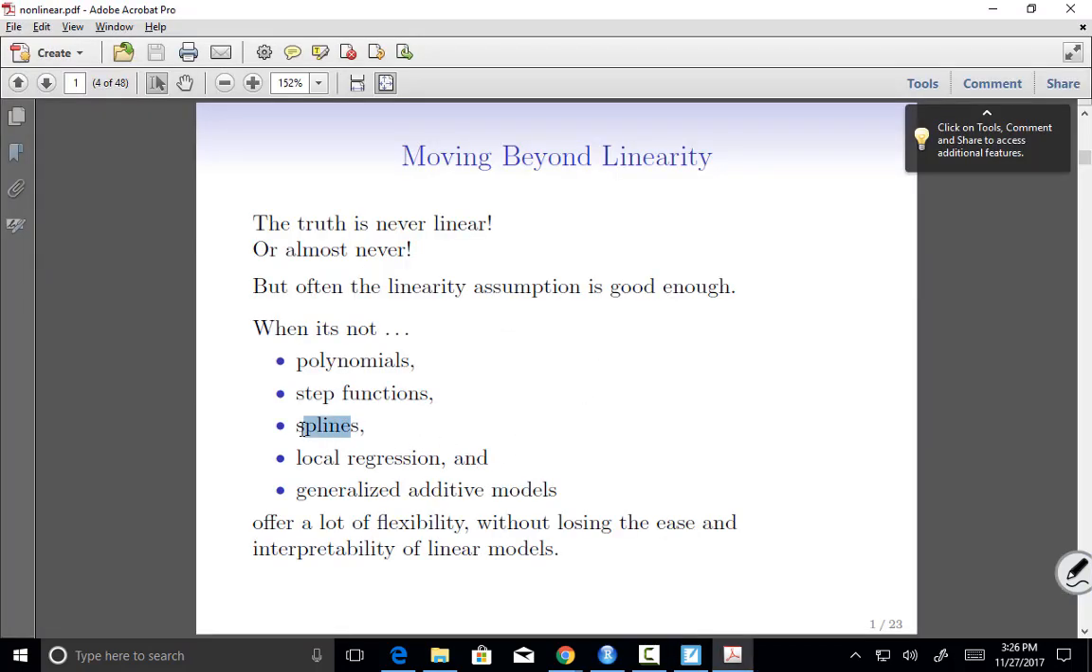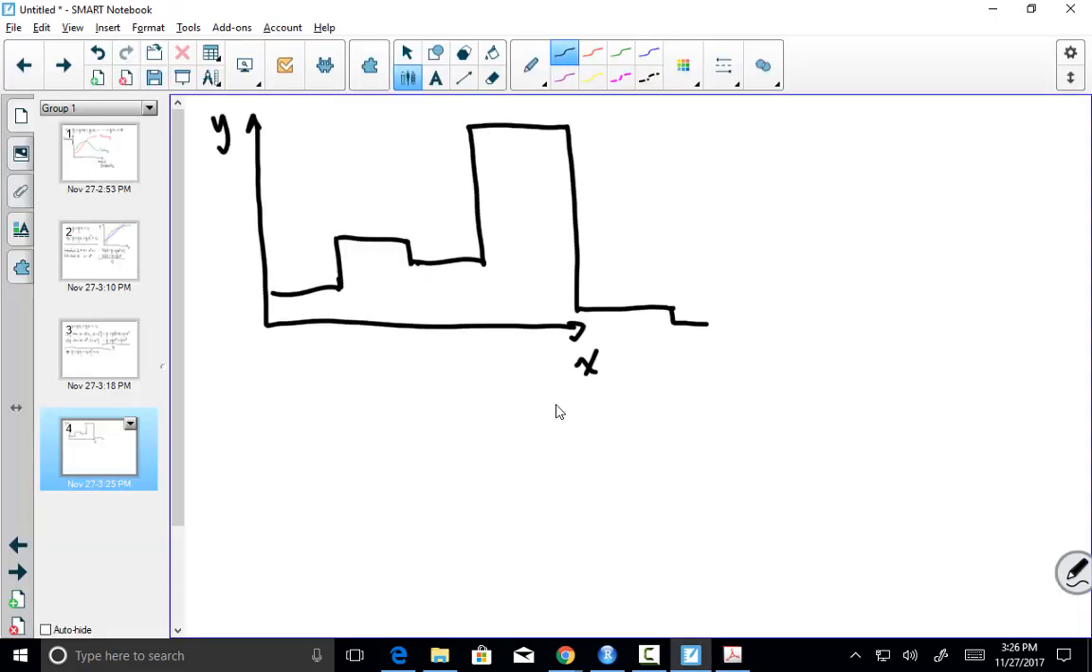Something called splines are another way. And a spline is basically a mathematically sophisticated way to do curves.